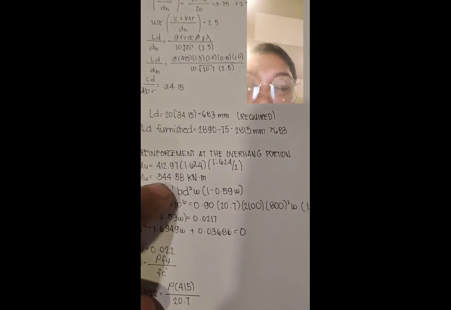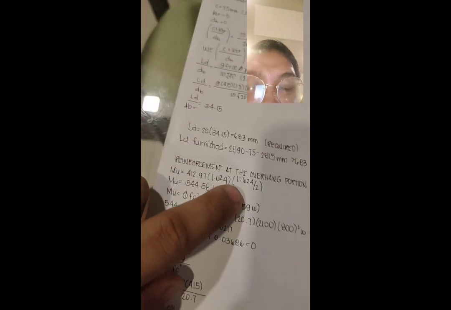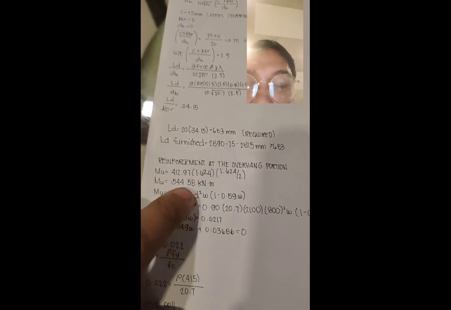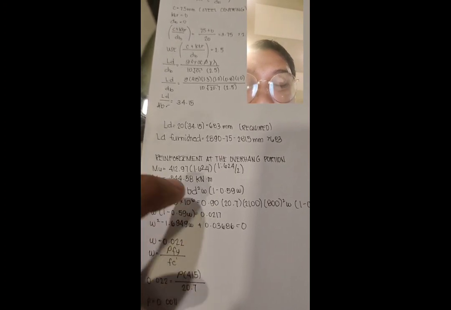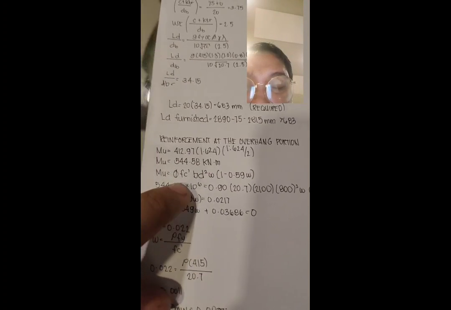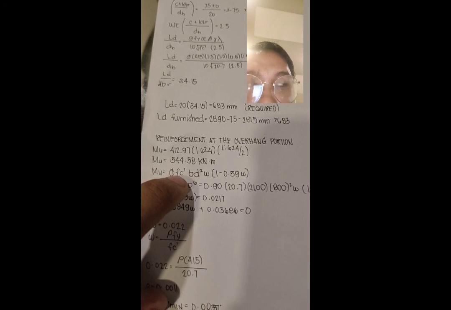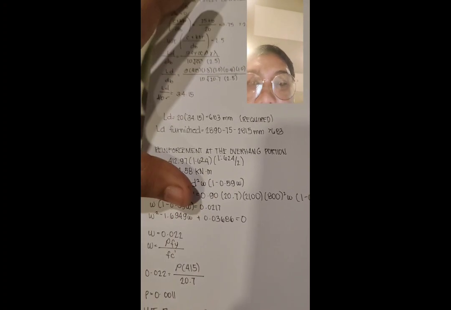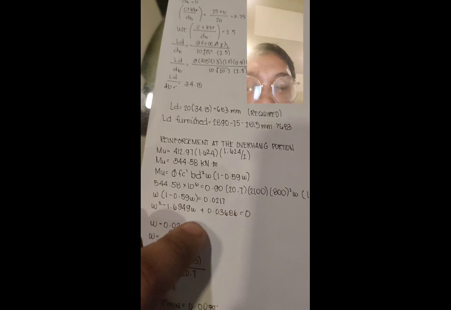Now, reinforcement at the overhang portion, we have Mu: 415.97 times 1.624. We divide it by two and multiply it in the formula. We're getting Mu as 544.58 kilonewton meter. And then here, again, the formula for Mu, substituting again the values we get. Then equating it to 0, we get the value of w, 0.022.